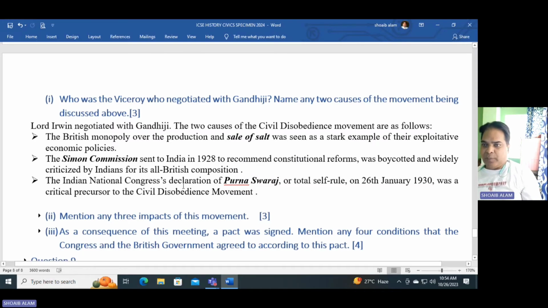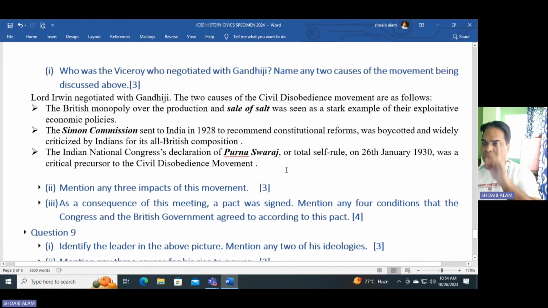British monopoly over the production and sale of salt was seen as a stark example of their exploitative economic policies. Number two, Simon Commission sent to India in 1928 to recommend constitutional reforms was boycotted and widely criticized by Indians for its all-British composition. And the third one, Indian National Congress's declaration of Purna Swaraj or total self-rule on 26 January 1930 was the critical precursor to the civil disobedience movement. So any two you can write from here.